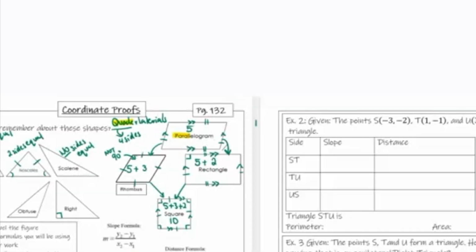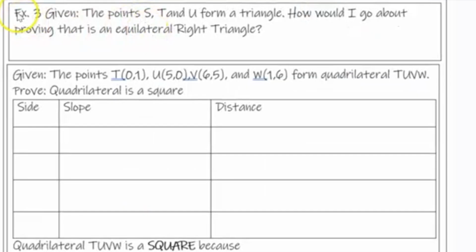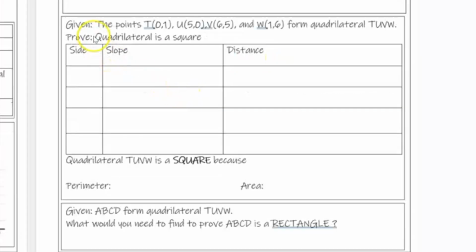All right, so you should be done with your question 2. And then finally for question 3, I just want you to tell me how you would go about proving that it's an equilateral right triangle. I'm telling you that it is. How would you prove that? What are the things that you would need to prove? And then again, given this, prove that it's a square.